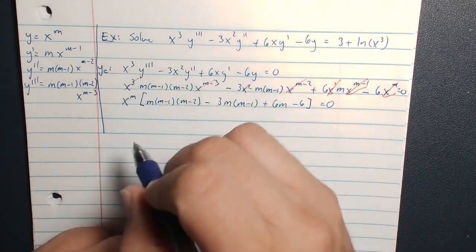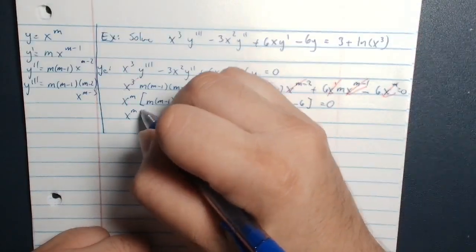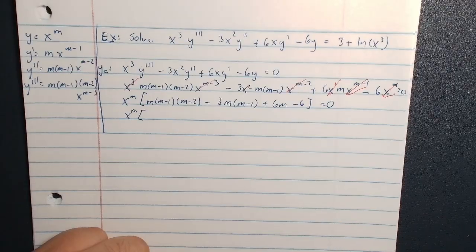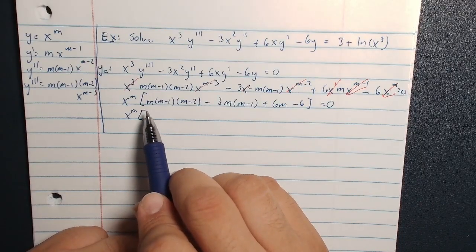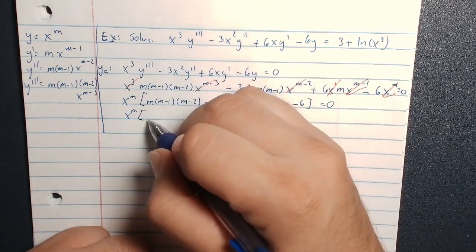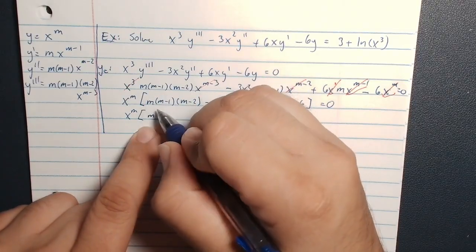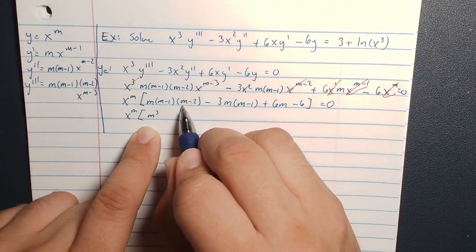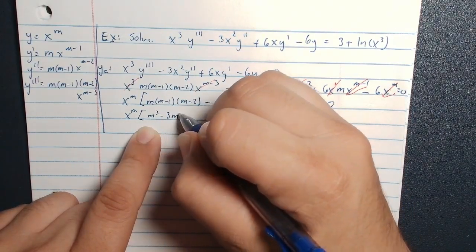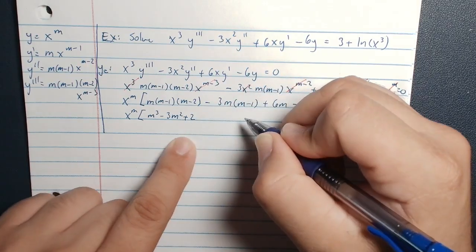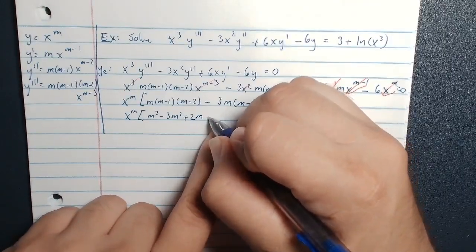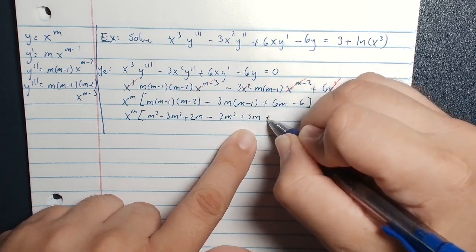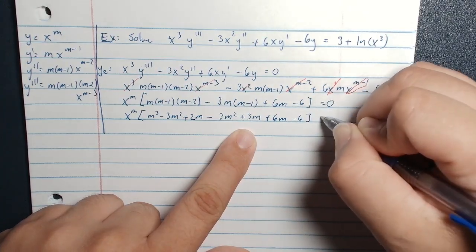Okay, so now we can clean this up. That's x to the m times, let's see, if I multiply all this out together here, I've got m to the third. That's going to be minus 3m squared, and then plus 2m. And then over here I've got minus 3m squared plus 3m plus 6m minus 6 equals 0.